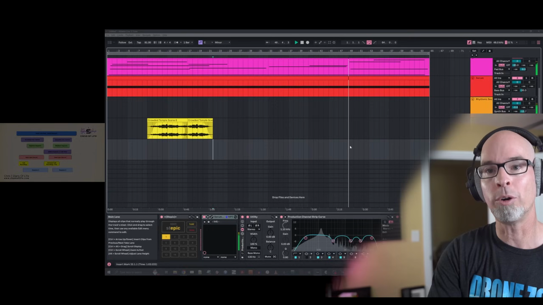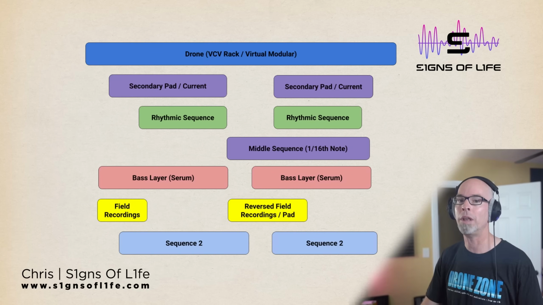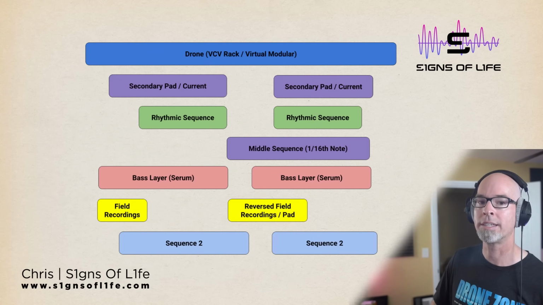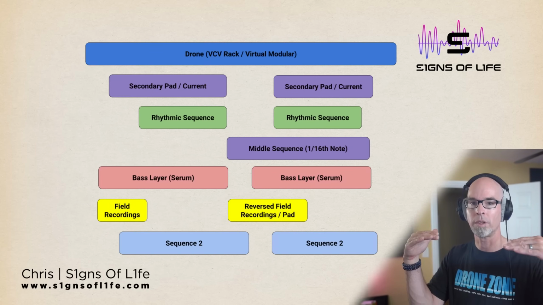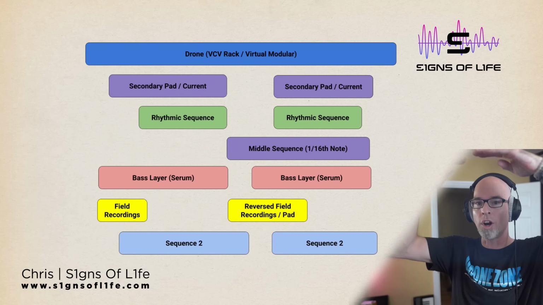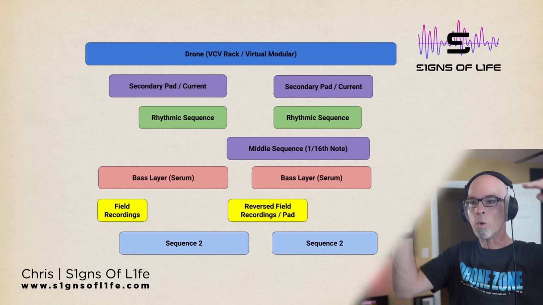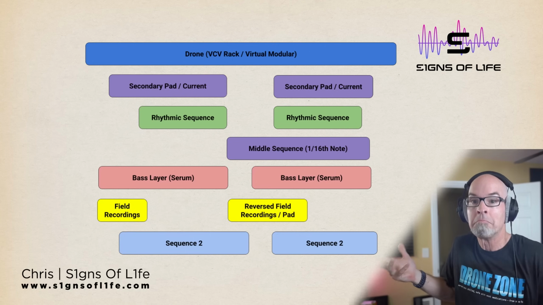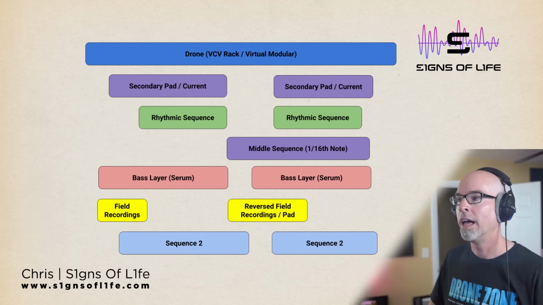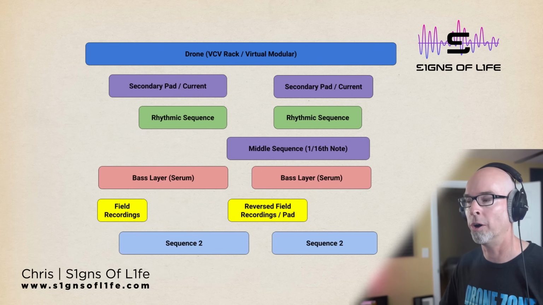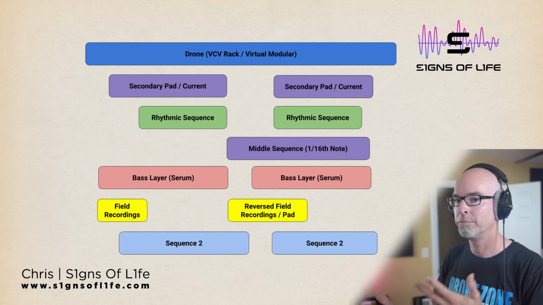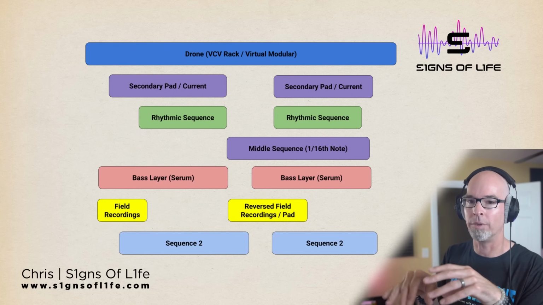Let's go back to our PowerPoint real quick and look at what we have to do. So now we have to think about our arrangement, because now we've put in sequence 2 down there at the bottom. We already started our rhythmic sequence. We have our field recordings in. We're getting there, right? Let's think about the overall picture though. How do we want to paint this picture? How do we want things to flow in and out, right?